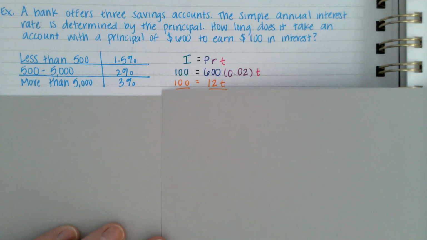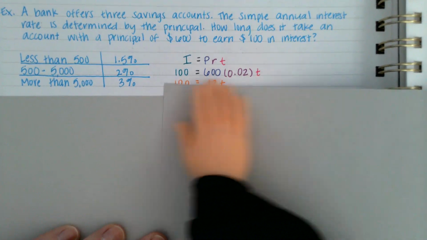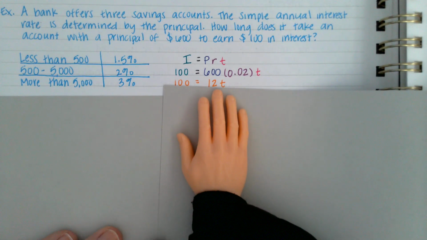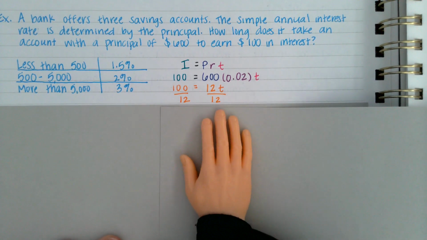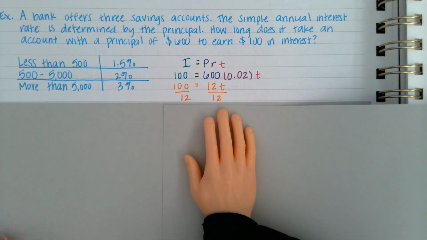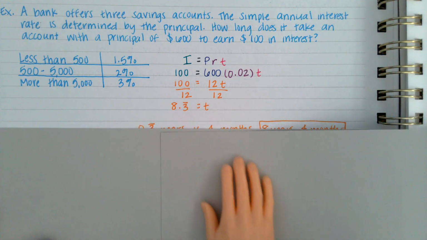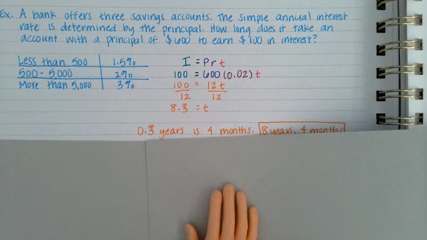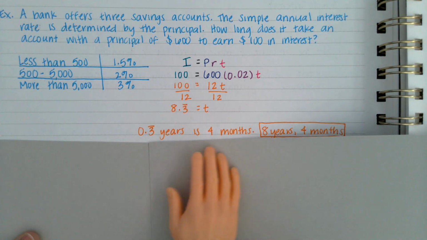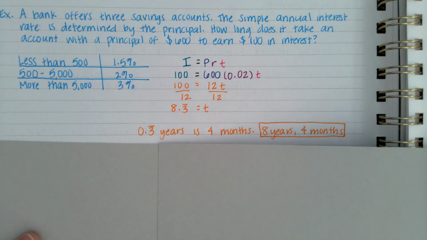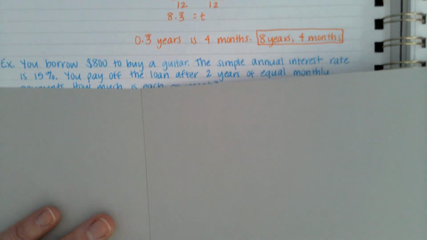annual interest rate. Plug in the information you know, and 600 times 0.02 is 12. Divide each side by 12 to get t by itself, and we would get 8.3 repeating years. But that's weird. So 0.3 years is a third of a year, and a third of a year is 4 months. So it takes 8 years, 4 months to earn $100 in interest.